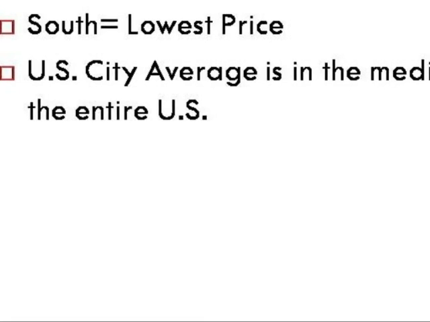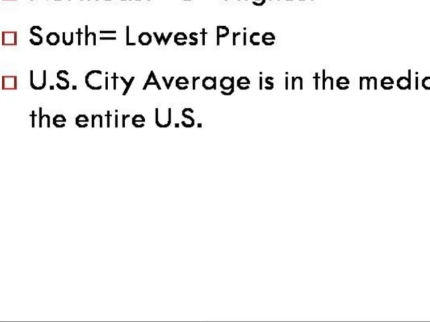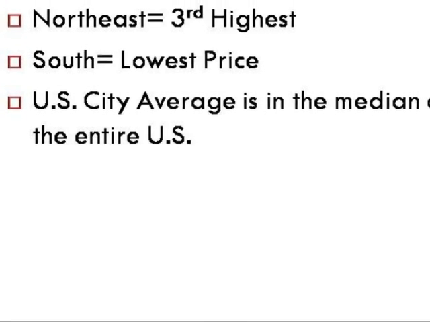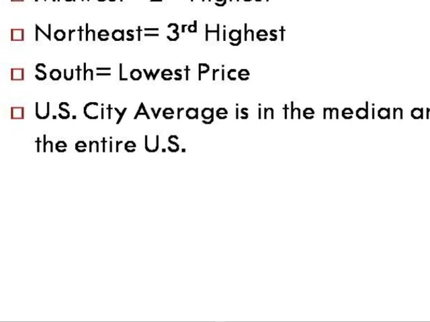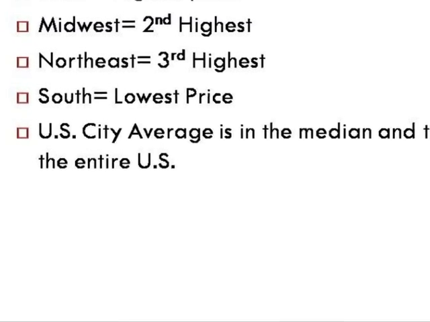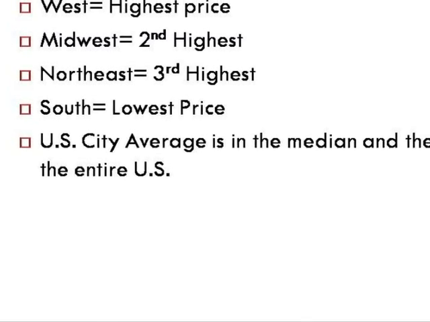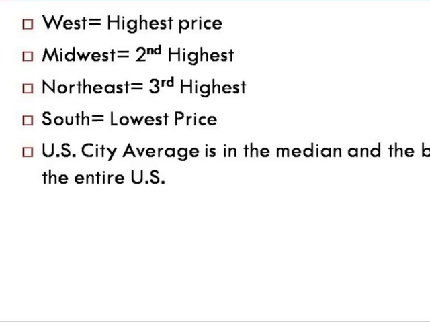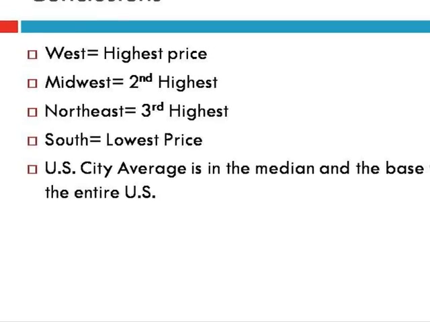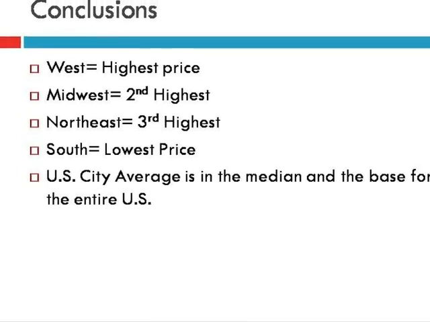In conclusion to the chart, the U.S. city average is the base for the graph to show which is the highest and the lowest. The West has the highest index, which indicates that it has the highest price and inflation rate on gas. The Midwest is second, with the Northeast following. Lastly, the South will have the lowest price and rate of inflation.